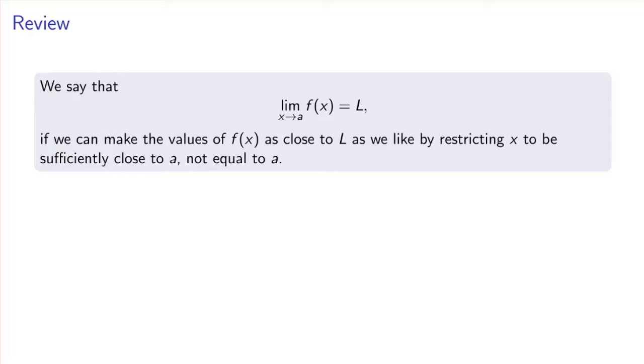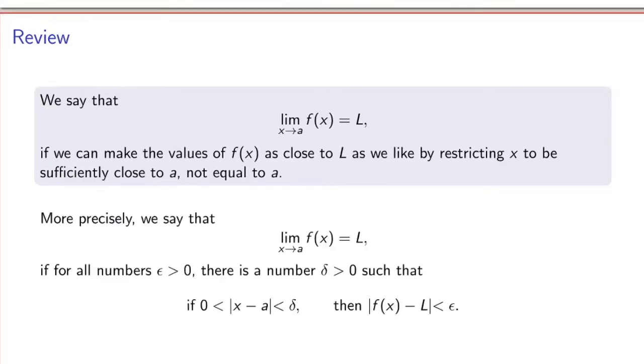Now we can make this statement precise mathematically. So the precise statement would be that the limit of f of x as x approaches a is equal to L if, for all numbers epsilon greater than 0, there is a number delta greater than 0 such that if the distance between x and a is between 0 and delta, then the distance between f of x and L is less than epsilon. Now here you can pick any epsilon.